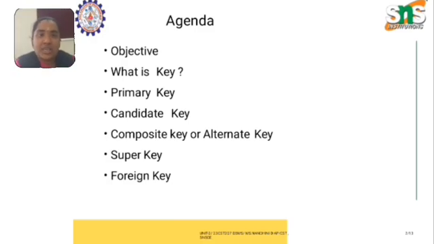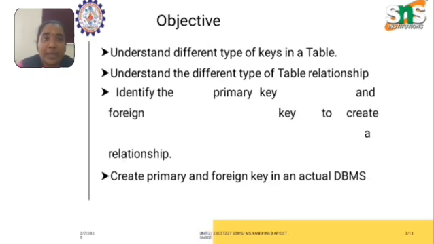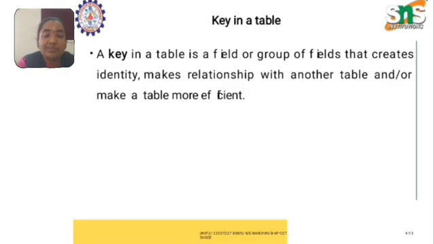This is the agenda. First, we are going to see what is a key and what are the types of keys. There are many types of keys. First one is the primary key, second one is the candidate key, third one is the alternate key, fourth one is the super key, and the fifth one is the foreign key. What is the objective? Understanding different types of keys in a table, which are used for table relationships. It is used to identify the primary key and the foreign key to create a relationship. Create a primary and foreign key in an actual DBMS.